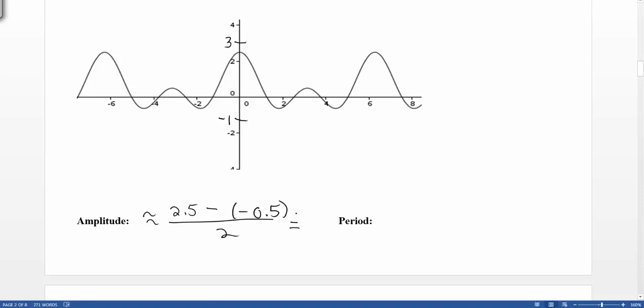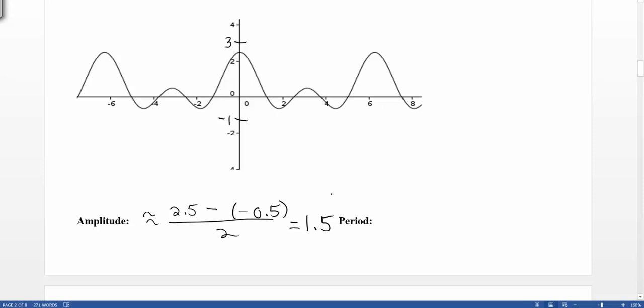and then I'm going to divide that all by 2. So 2.5 minus -0.5 is going to give me 3. 3 divided by 2 is 1.5. So my amplitude here is 1.5.